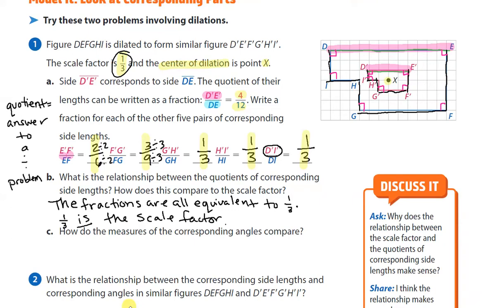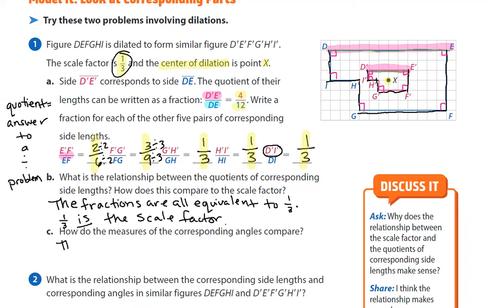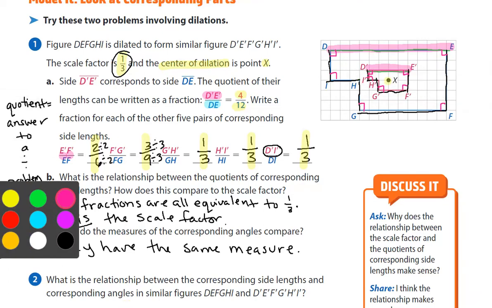Let's see, how can we word that? They all have the same measure. In fact, all the angles in these have the same measure, but the corresponding ones are what we're looking at. These two correspond, for example.